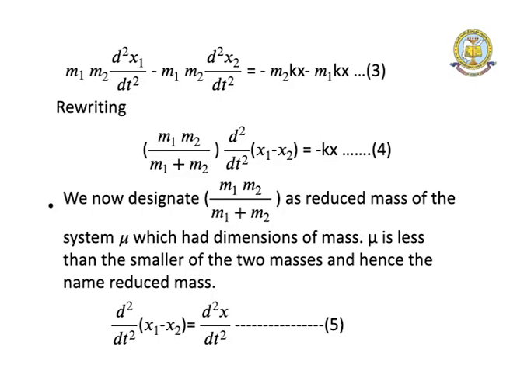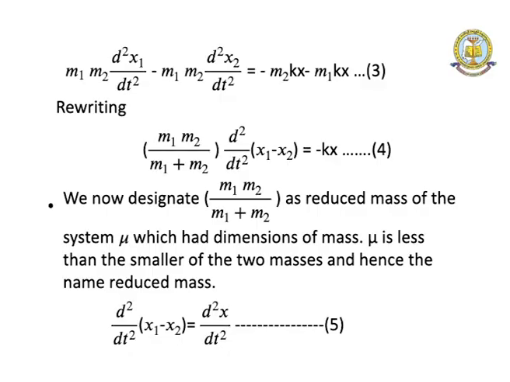After multiplying, we subtract both equations. Finally, this gives m1 m2 d square x1 by dt square minus m1 m2 d square x2 by dt square is equal to minus m2 kx minus m1 kx. So m1 m2 is common, d square by dt square is also common, so x1 minus x2 is equal to, here minus kx is common, so m1 plus m2.